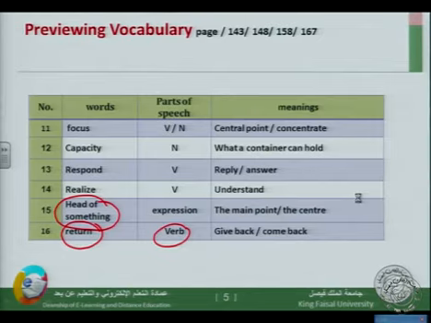So all of these are very important vocabulary. You can find these vocabularies in pages 143, 148, 158, and 167.